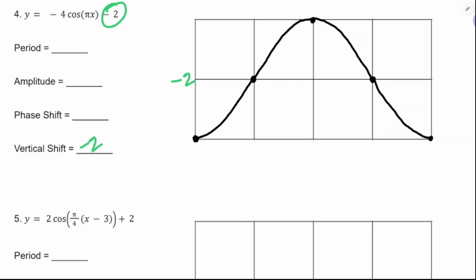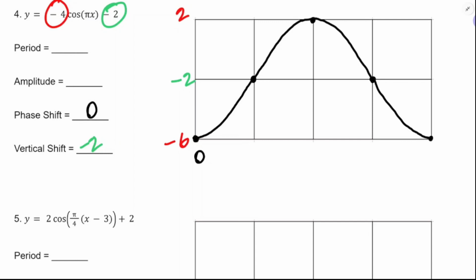And then I'm going to think about the amplitude, which was negative, well, I guess it was 4. It's the number that's multiplied against the cosine, in this case the negative cosine. So I'm going up by 4, so that's up to +2, and down by 4, so that would be down to -6. Okay, the phase shift, again, I'm not seeing any number subtracted or added to the x. So phase shift's going to be 0, so I'm going to start there.